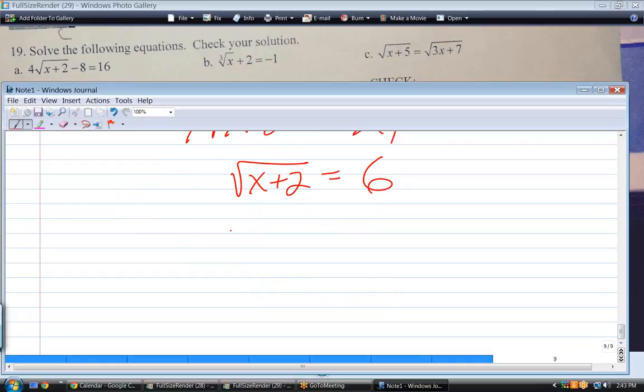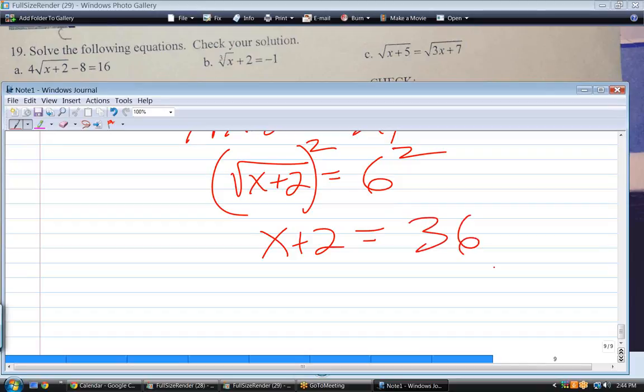Okay. And next step, next line. You could square everything. Remember, there's a difference between square root and square. They're inverse of one another. But in this case, I want to square everything to get rid of that radical sign. So that's what I'm going to do. And what's the next line? x plus 2 equals... What's 6 squared? 6 times 6. 36. Oh, 36.